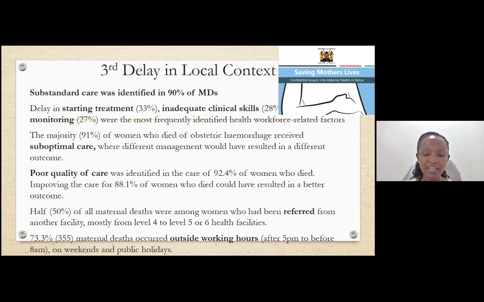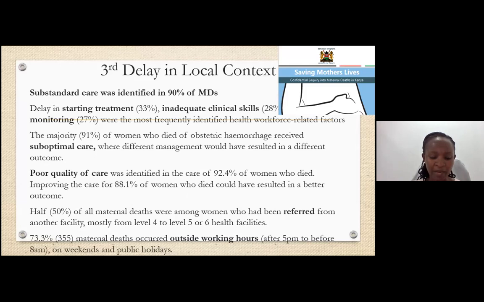So if we look at the main killer of mothers, obstetric hemorrhage, again, 91% of those women who died from hemorrhage received suboptimal care. Okay, so it was noted that improving care in 88% of these women who died would have resulted in a better outcome. And then half of all the women who died had been referred from other facilities, either level 4 to a level 5, level 5 to a level 6. So you can see how referrals are contributing to these data.